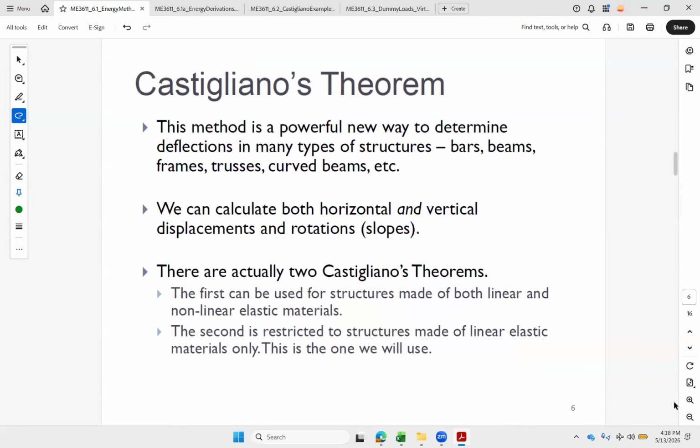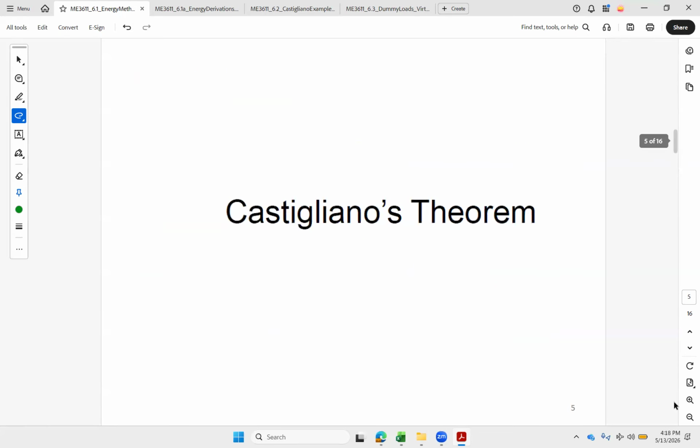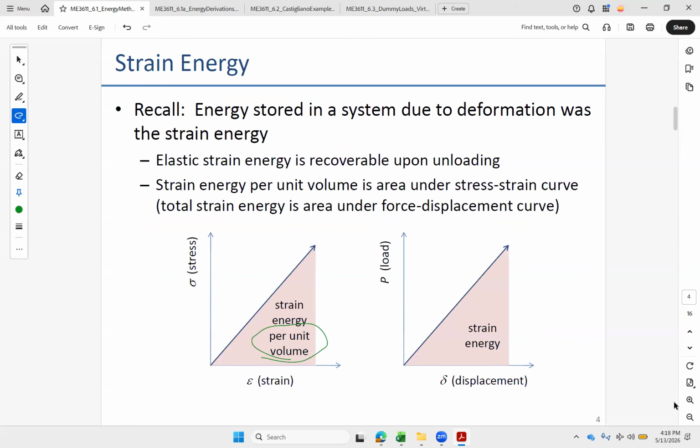So let's talk about this Castigliano theorem. This is a way that we can figure out deflections in bars, beams, trusses, lots of different members. We can calculate horizontal, vertical deflection, and also rotation. So we can combine axial bar and beam bending effects. And there's two different Castigliano theorems. Basically, in each of these, we need to know what our strain energy is going to be. Like I said, we'll call that one capital U.